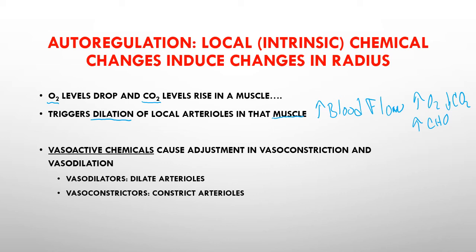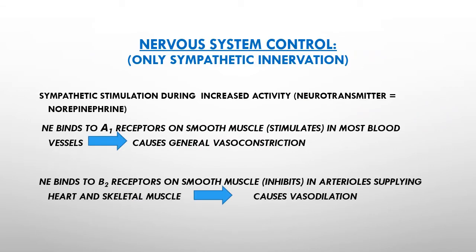In addition, we can also have local changes that occur because of specific chemical modulators. And so we have these vasoactive chemicals. We have specific chemicals that can cause dilation and also constriction. And so these are going to relate back to our hormones that are involved in the processes themselves of controlling blood pressure.